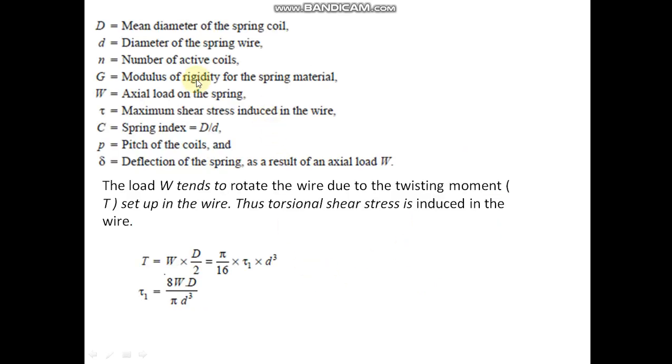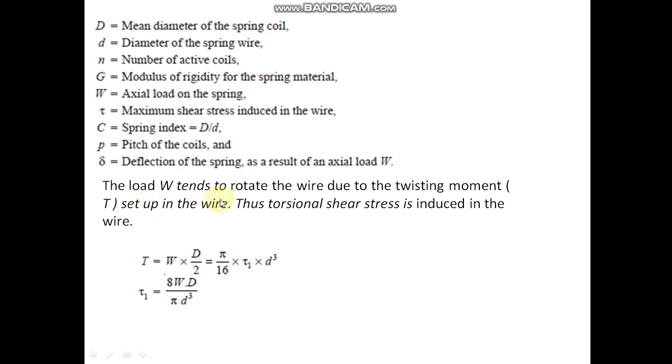So what will happen is, let capital D be the mean diameter of the coil, small d the diameter of the spring wire, n the number of active coils, G the modulus of rigidity, W the axial load on the spring, tau the maximum shear stress, C the spring index, p the pitch of the coils, delta the deflection. These are the parameters which we will use in the numericals, so you should all know what capital D and small d denote, and you should all be aware of this.